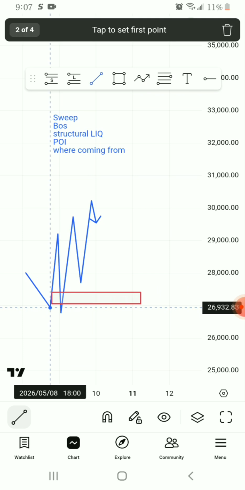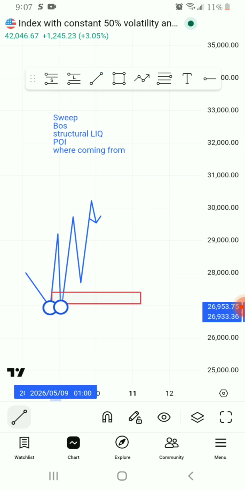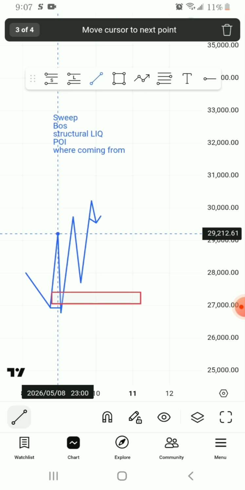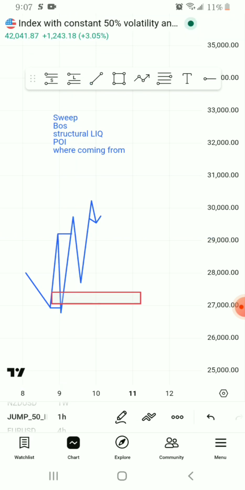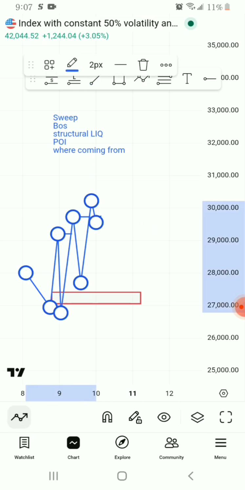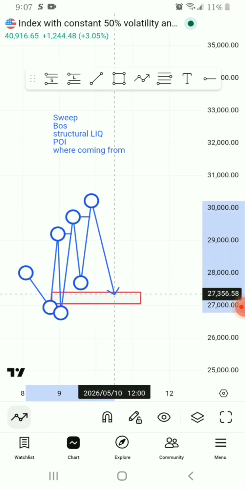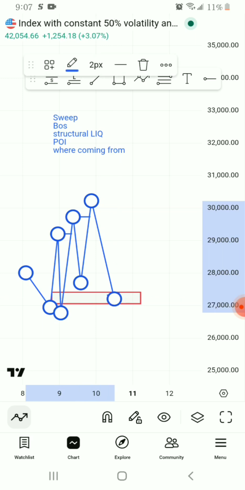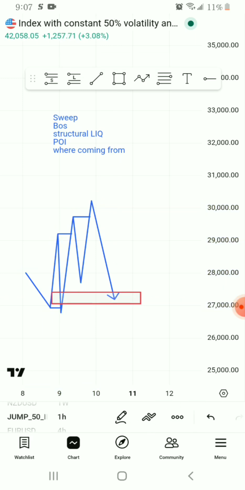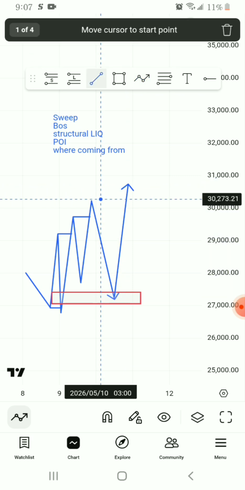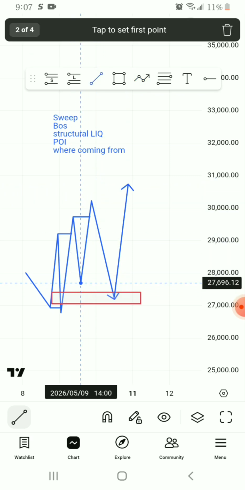Here is my sweep, here is my break of structure, and here is also my break of structure. What I'm waiting for is price to come here, sweep my structural liquidity, and push to the upside. That's it. Let me mark my social liquidity here.